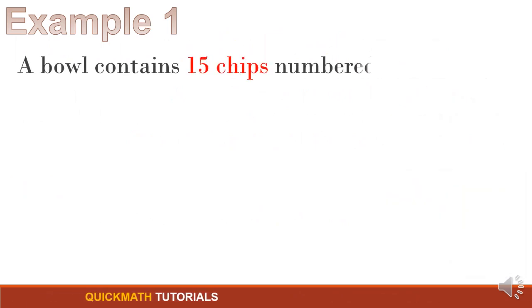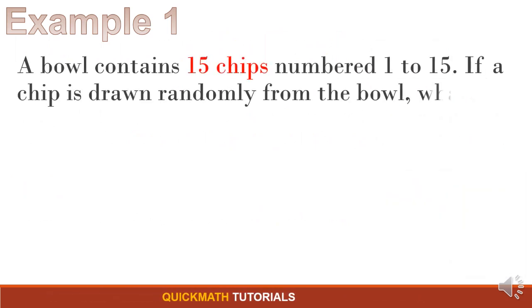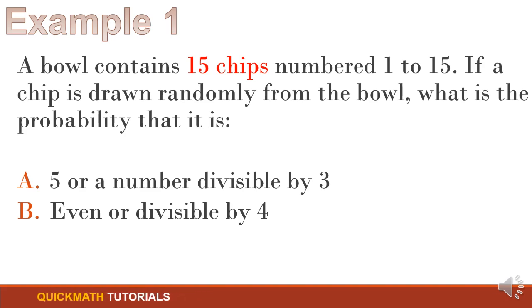For our first example, let's say a bowl contains 15 chips numbered 1 to 15. If a chip is drawn randomly from the bowl, what is the probability that it is, A, a number 5 or a number divisible by 3, B, a number that is even or divisible by 4? So let's first solve for letter A.